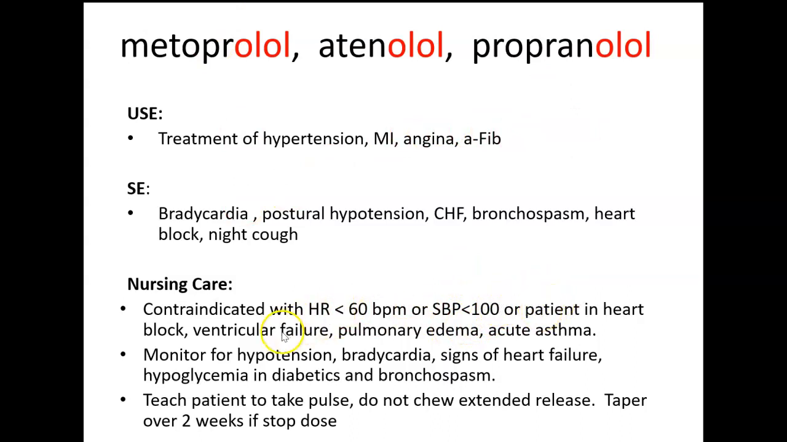Patients in heart block, ventricular failure, pulmonary edema, or acute asthma, you're not going to give it either. Again, because of that beta 2 crossover, you would worry about this a little bit. And pulmonary edema, if we cause too much vasodilation, we could have some backing up of blood into the lungs. So we want to be careful about that. So you want to look for hypertension, bradycardia, signs of heart failure, hypoglycemia in diabetics, and bronchospasm.